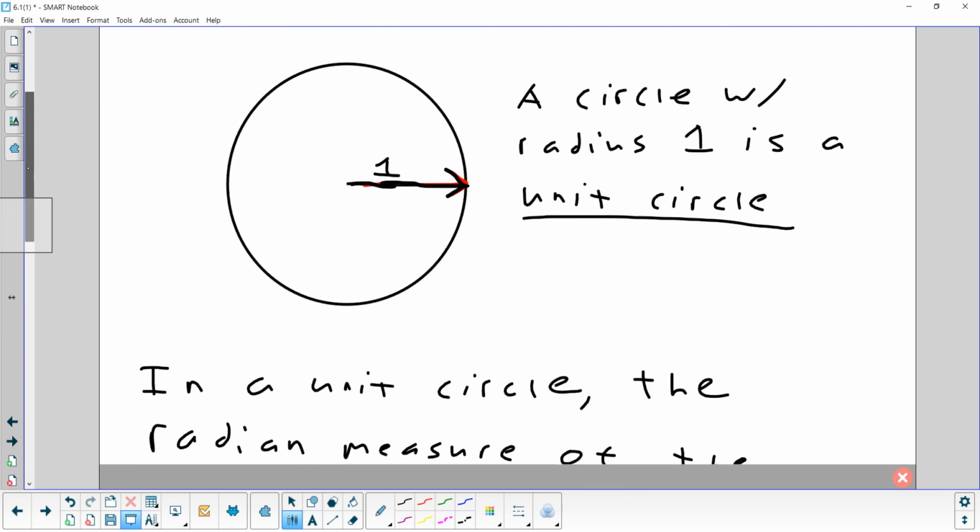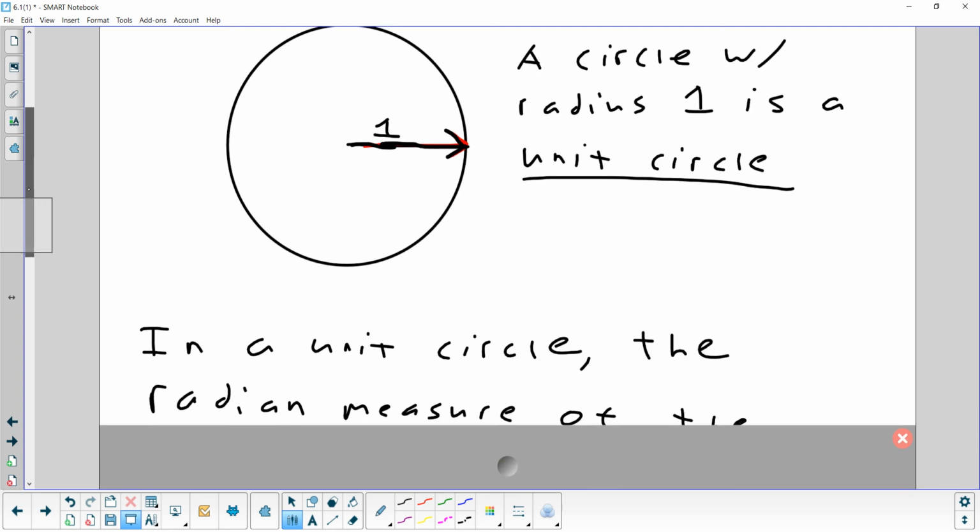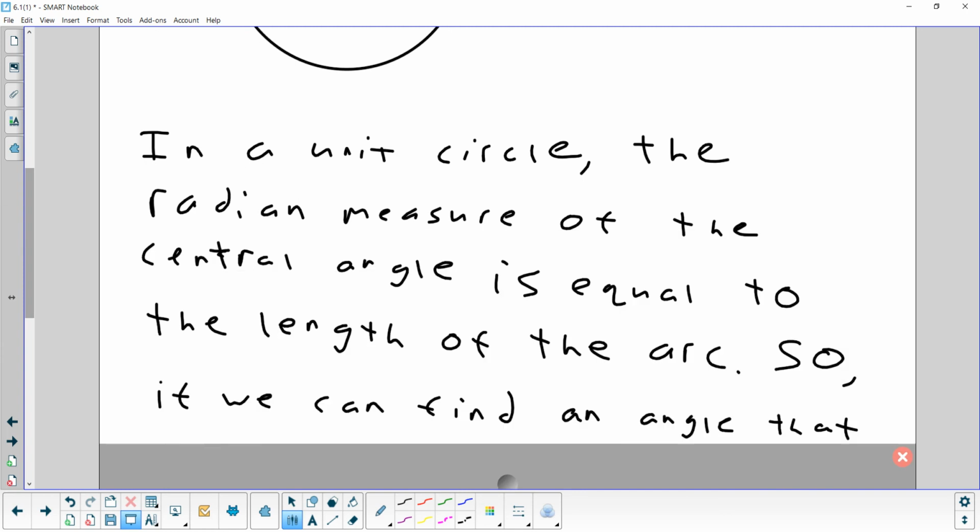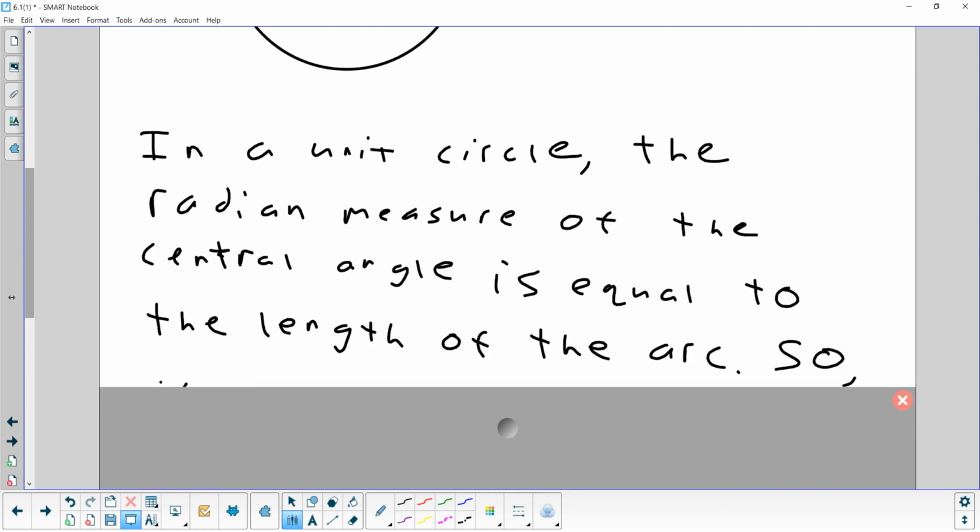So I can scroll back up. We'll come back up to that diagram if you still need it, but I just want to scroll down to this. This is what happens on a unit circle.